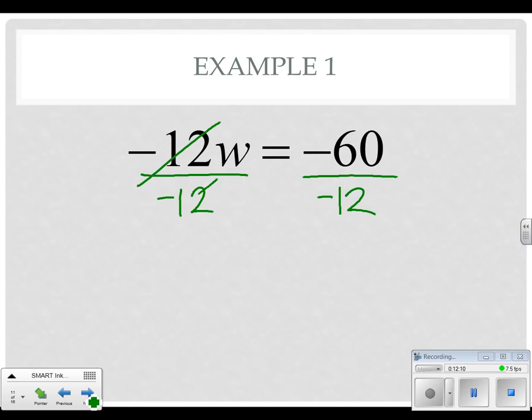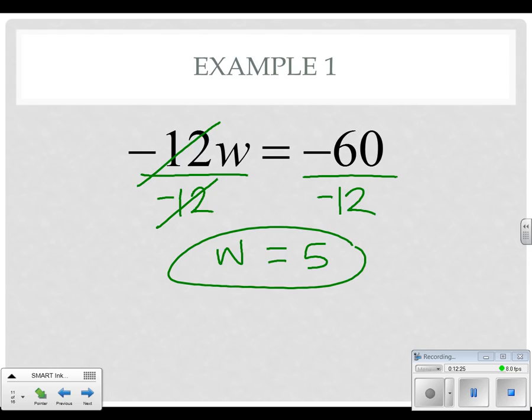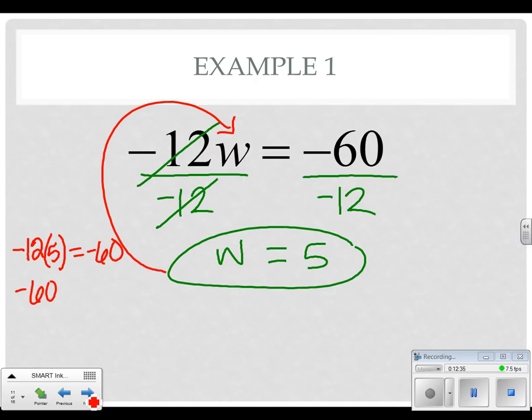This simplifies to 1. So I'm left with 1W. But if I have 1W, I don't write the 1 in front. The W would then equal -60 divided by -12, which gives you a +5, since a negative divided by a negative is a positive. Then we go back and we check our work, and we plug in 5. So we have -12 times 5 equals -60, which is true on both sides. So this means that this is the correct answer.